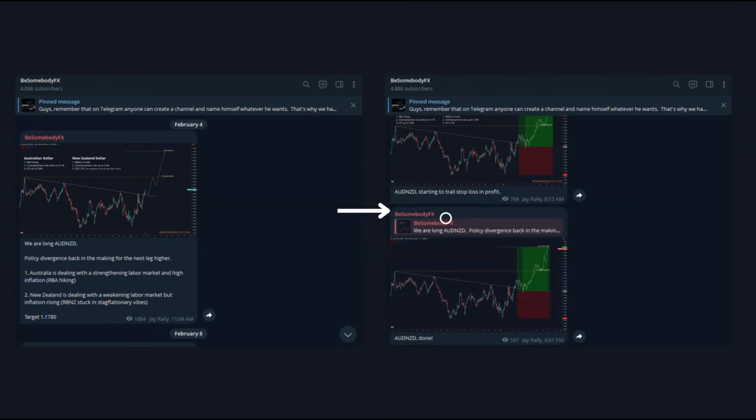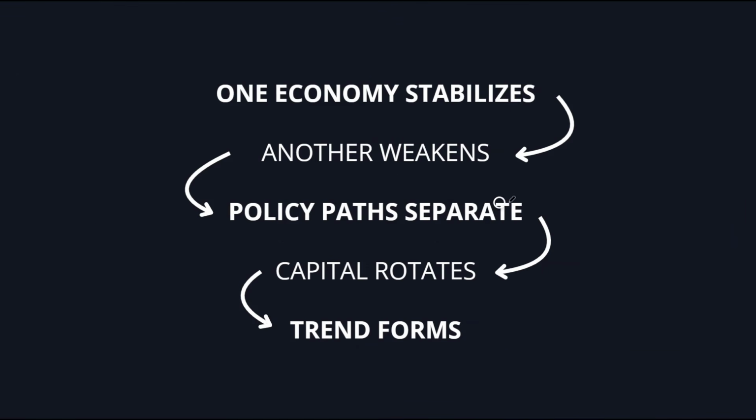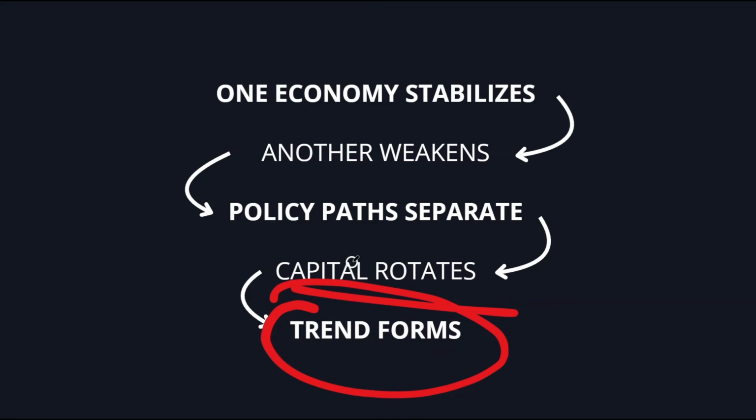Now I want you to understand this clearly. This trade that we took is done. It hit take profit already. But the pattern is not done. I mean, macro divergences repeat over and over again. One economy weakens, one stabilizes, policy paths separate, they diverge, capital rotates, and trends form. This is a macro pattern. And so the edge here is recognizing the opportunity early and taking action on it.